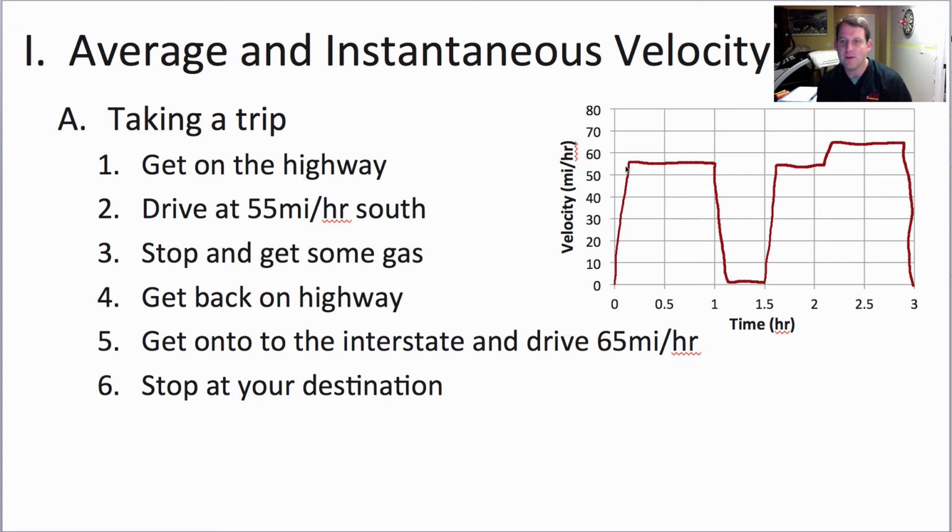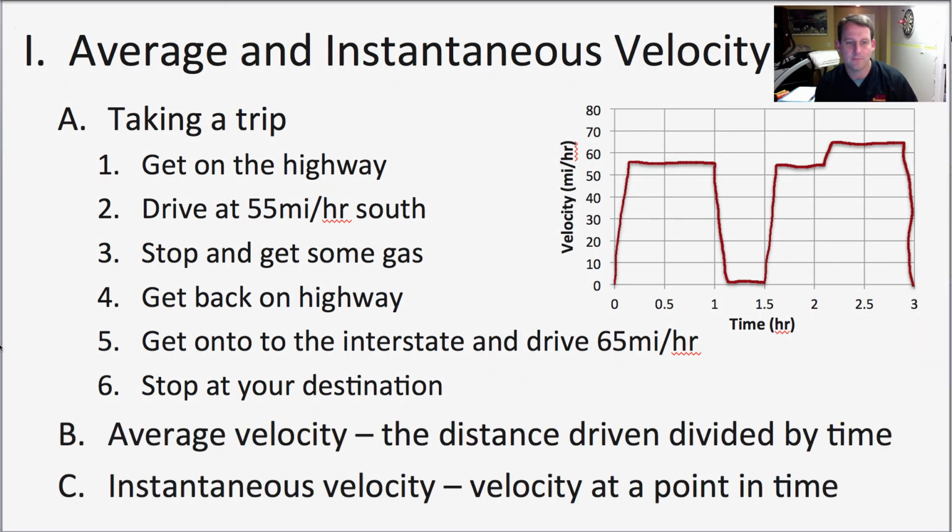Now in this trip, we spent most of our time at high speeds and very little time at these lower speeds. So we should expect that our average velocity will end up being closer to the higher speeds than the lower speeds. Now to find our average velocity, the easiest way is take your total distance driven and divide it by time. Instantaneous velocity is your velocity at each individual point along the way.